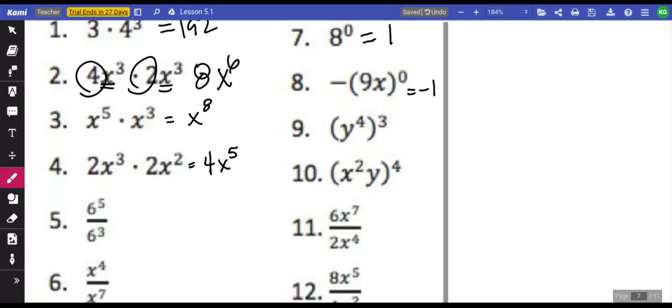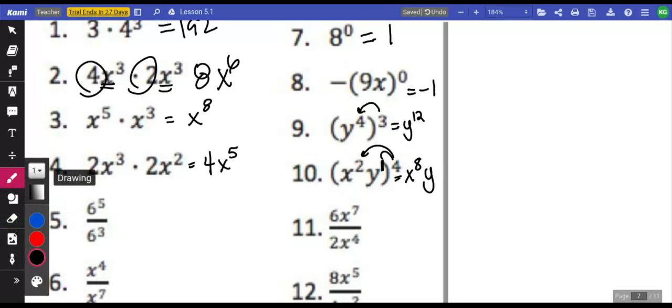On number 9, this is going to be our distributing rule. So when the number is outside, just like we did before, we're going to multiply. So this becomes y to the 12th. Number 10, I'm going to give this y a 1. So it would become x to the 8th, sorry, not y. And then y to the 4th.